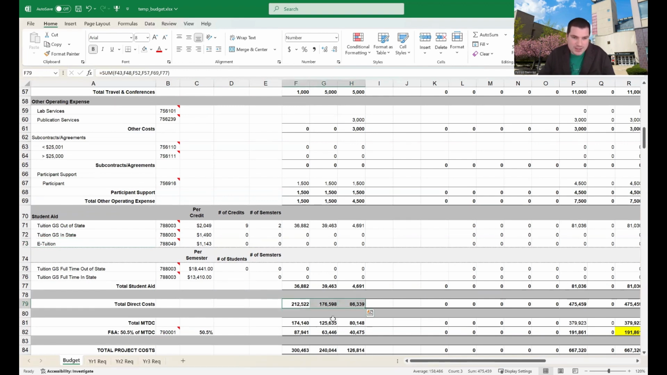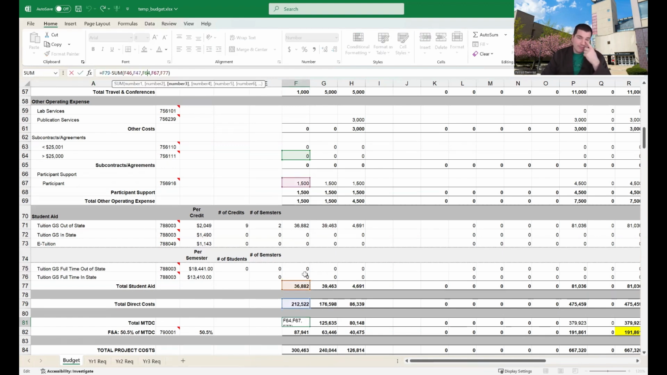So now we get to direct costs. Direct costs is basically the sum of all of these line items. MTDC, modified total direct costs. Not everything that I've just budgeted is considered something that has overhead applied to it. So in this case, you have the total direct costs here, but you're going to subtract off a fair amount. You're going to subtract off the tuition, right? Because the tuition is money that is going into the university.